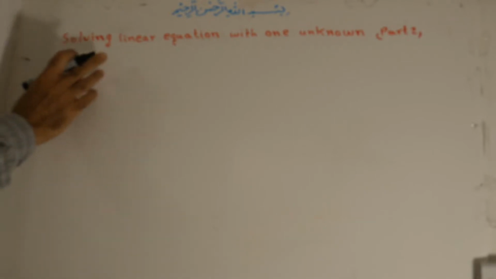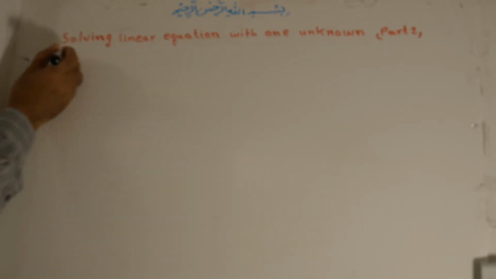Welcome to math lessons. Our title is solving linear equation with one unknown, part 2. In part 1 we discussed the definition of linear equation, what is a linear equation. Now we want to solve some examples of the linear equations. How to solve the linear equations.